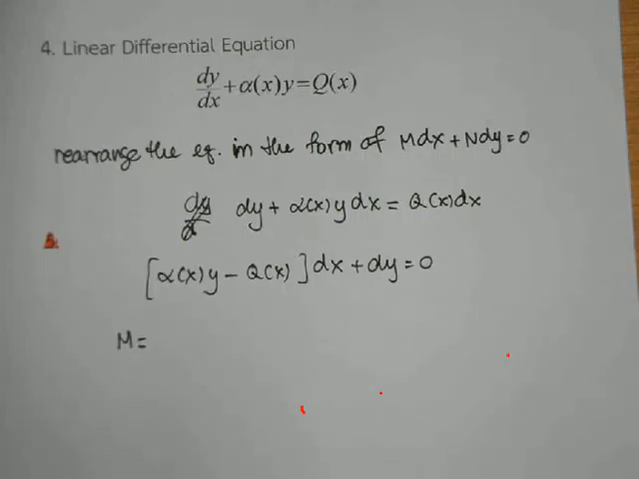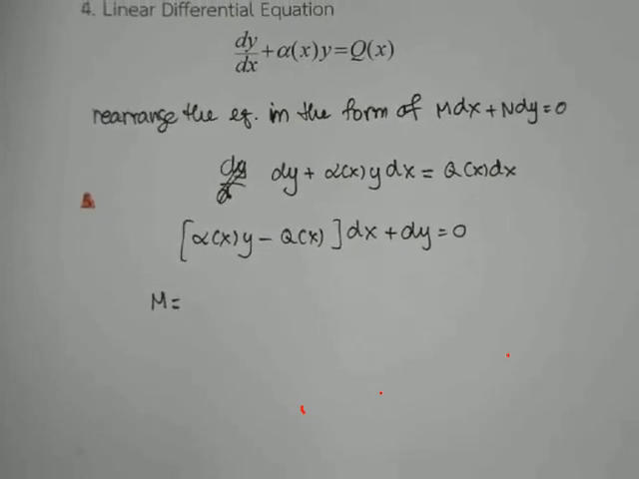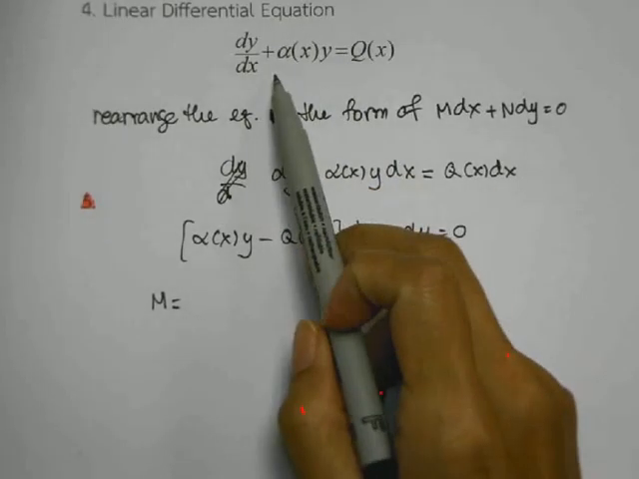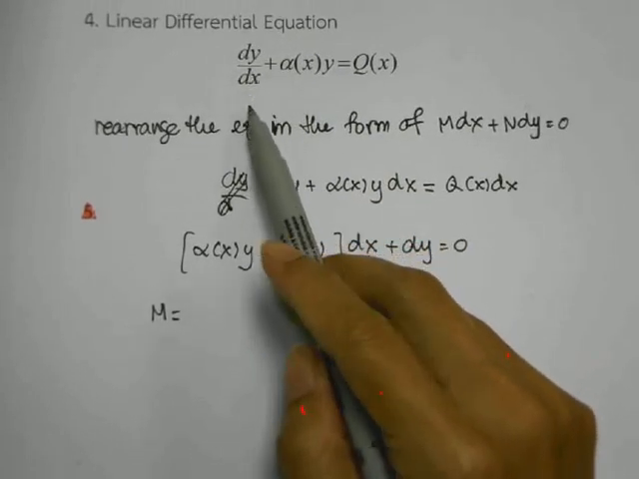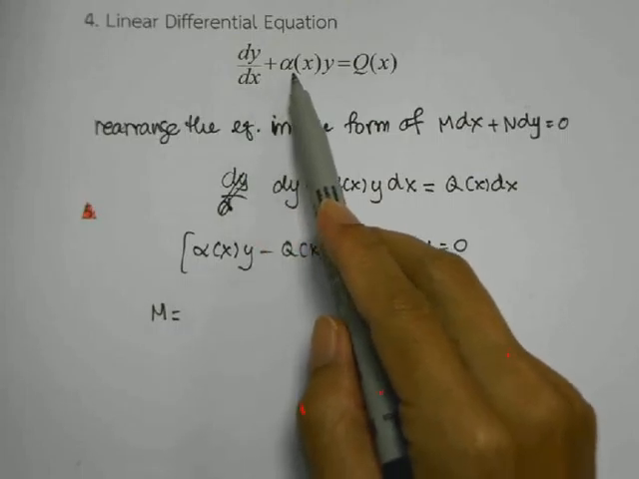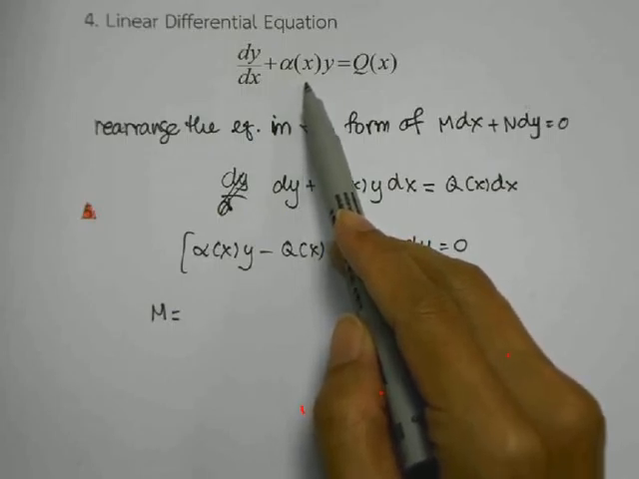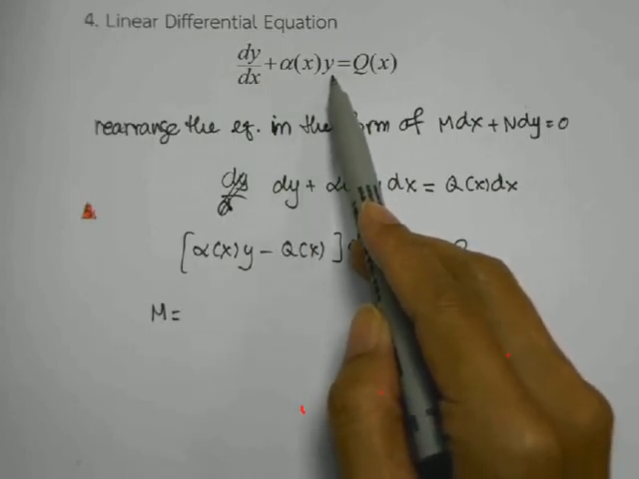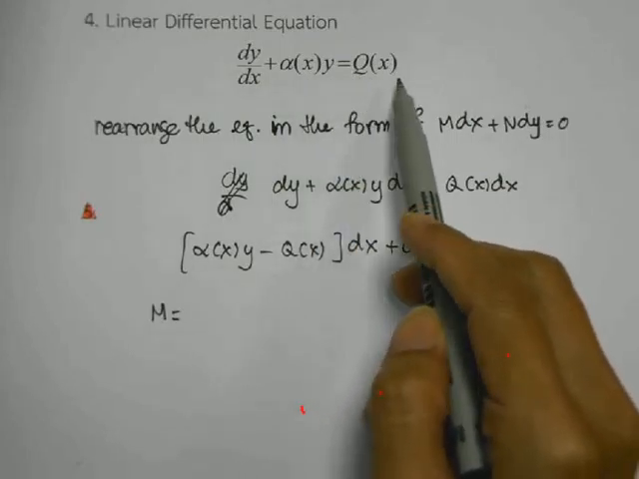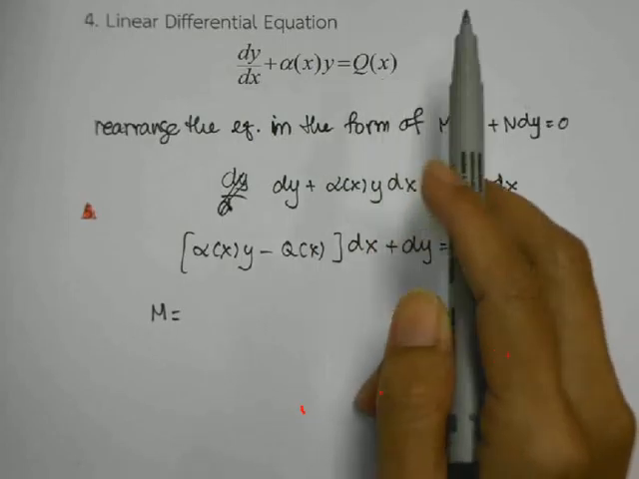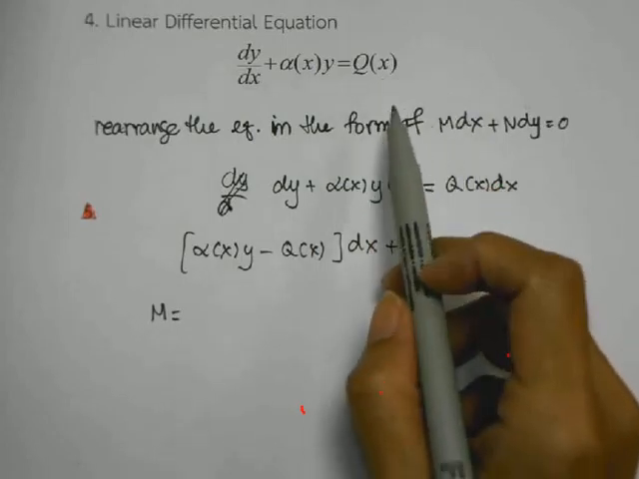Okay, the next type of differential equation we call linear differential equation. The general form of the linear differential equation, you can write it down this way: dy/dx plus alpha(x) times y equals q(x). Alpha(x) means alpha is a function that depends on x only, and q(x) is again a function which depends on x only.